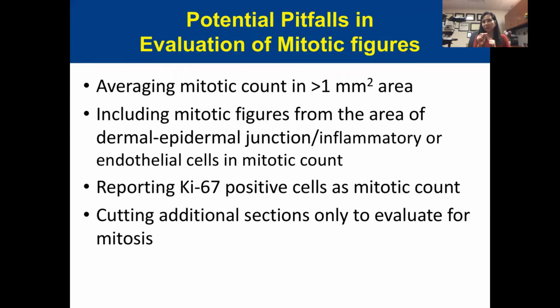And another pitfall is sometimes you see the mitotic activity in the associated inflammatory cell or endothelial cell instead of melanoma cell. So be careful when you count it. And sometimes people use the Ki67 to count for mitotic activity. No. Reporting Ki67 positive cell as mitotic count is not correct. Okay. And another one is cutting additional sections just to evaluate for mitosis. This is not necessary. You just count whatever section that you have. Don't need to go for more levels to get it.